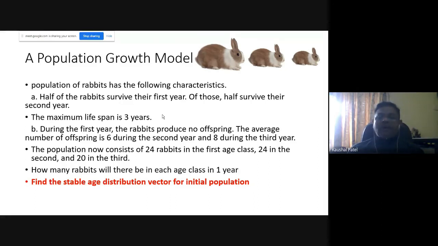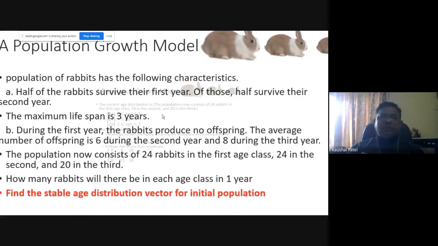That means in 1 year, we have to find out how many rabbits are in the different age groups. Find the stable age distribution vector from the initial population. So this is how we can get the stable age distribution vector from this particular problem. So I can just go with this one.